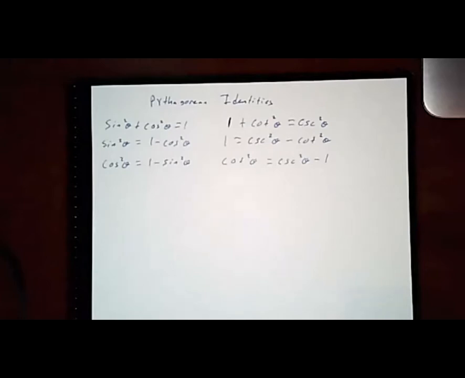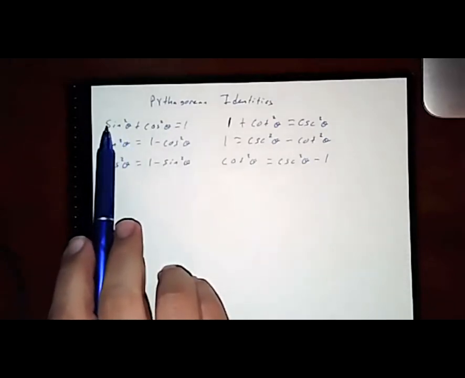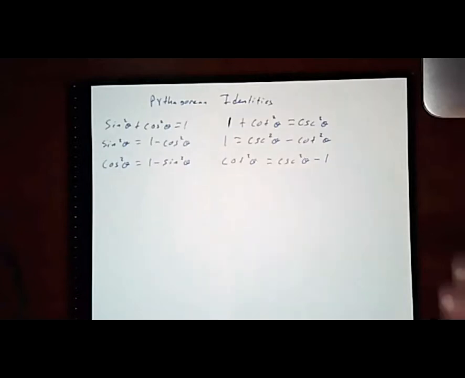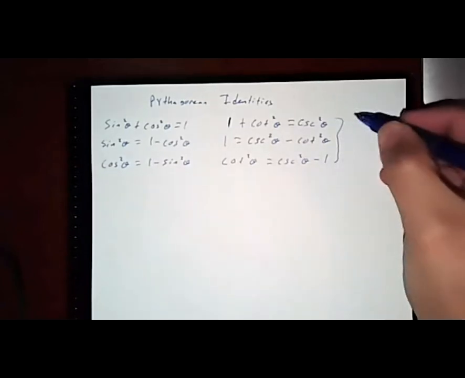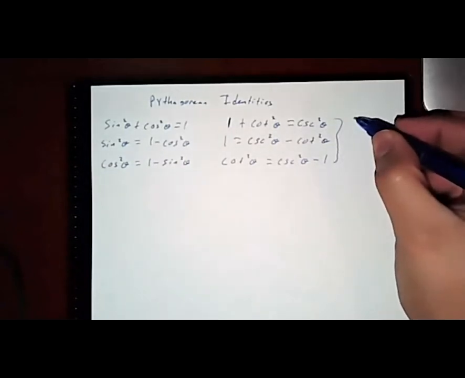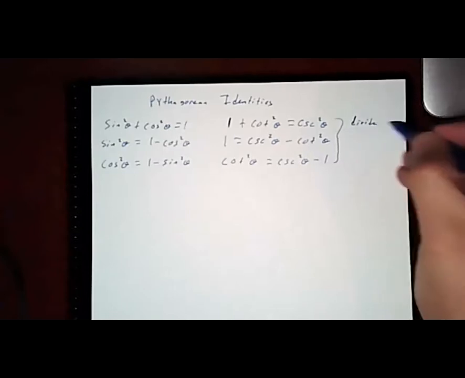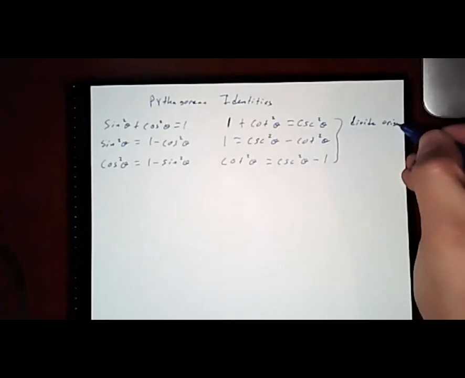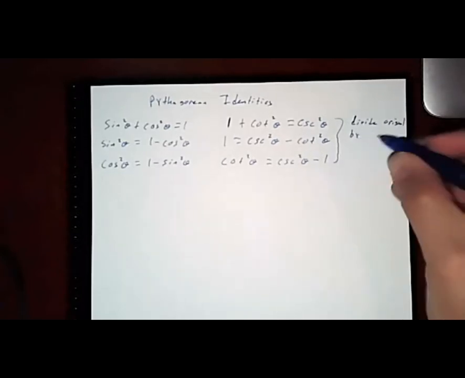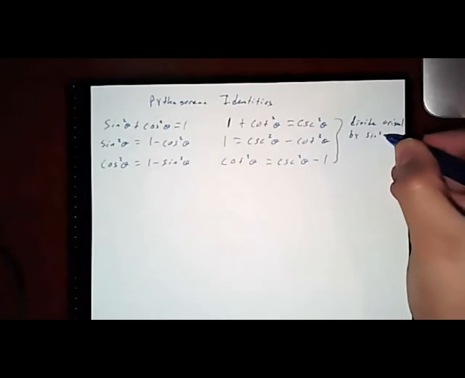So that's 6 so far. Now, if I were to take the original and divide by cosine, so I'm going to write a note here. Divide original by sine. That's where these came from.